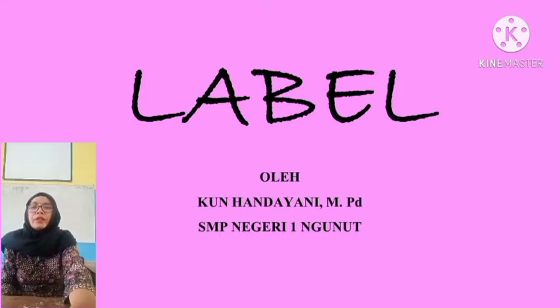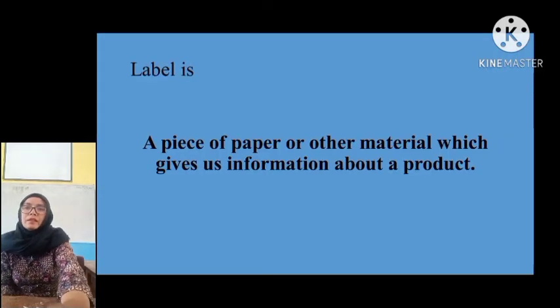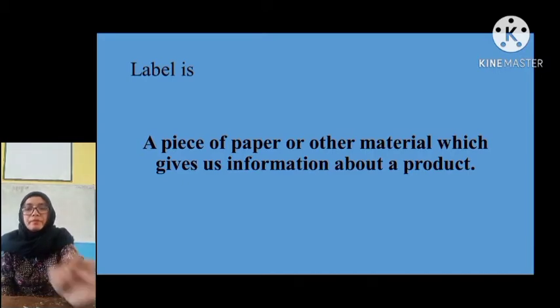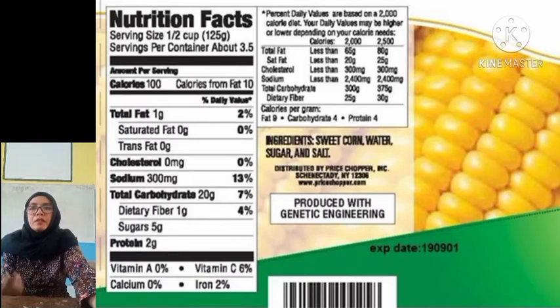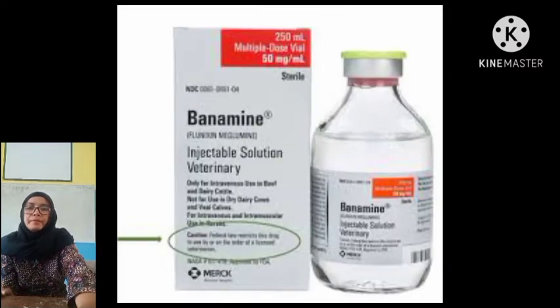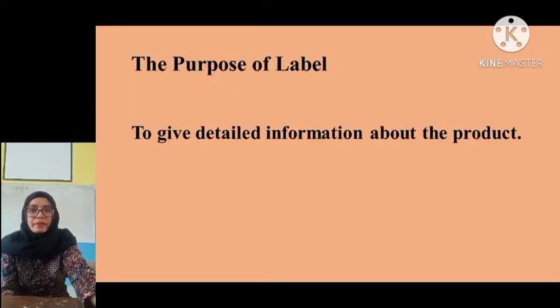Today we will study about label. Do you know label? Label is a piece of paper or other material that gives us information about the product. The examples of label are, this is the example of food label, drink label, and drug label. The purpose of label is to give detailed information about the product.